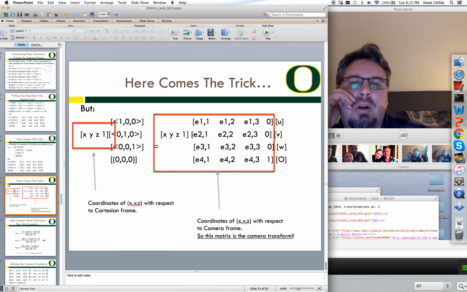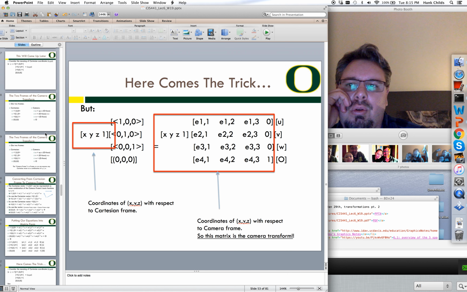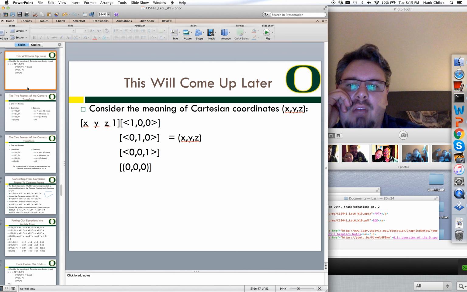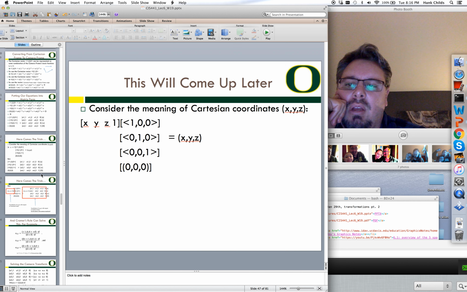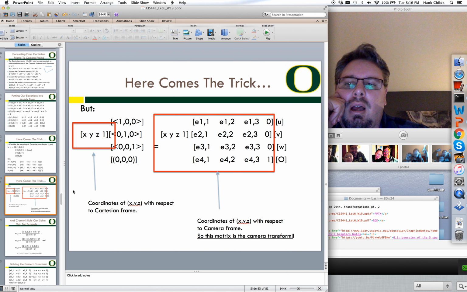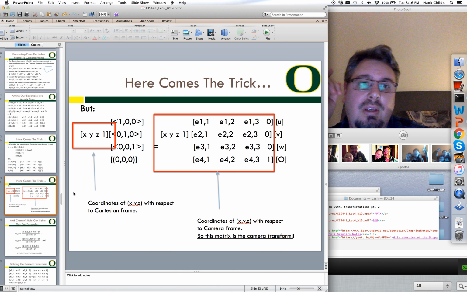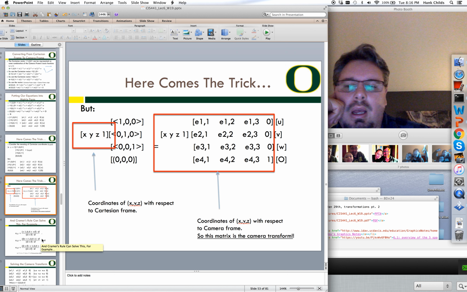And so this part here always makes me uncomfortable, but actually it helped me a lot to work through this slide right here. This will come up later, what it means to take this vector and multiply it by this 4 by 1 and this 1 by 4, and that we end up with, in this case, Cartesian coordinates. So that's the trick. The next slide may sound even trickier to you, but the next slide seems okay to me.